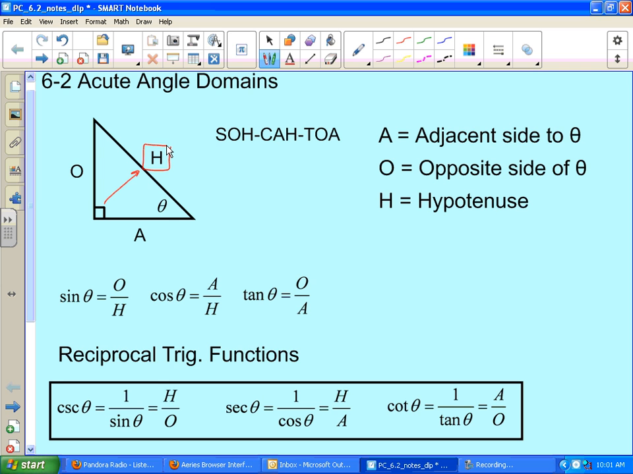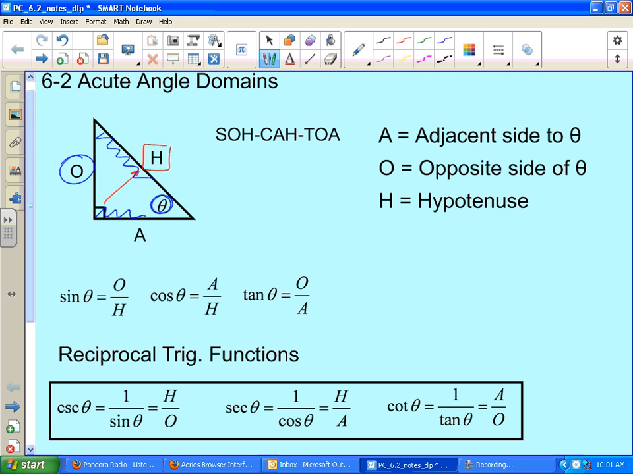So in this first example with theta hanging out down here, the opposite is the side that's eaten by the angle. If my angle is theta, you can imagine this thing having teeth. It's going to eat the opposite side.